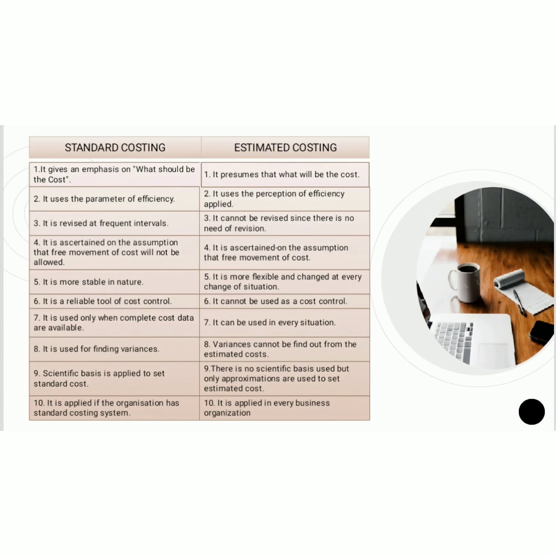Fifth, standard costing is more stable in nature; estimated costing is more flexible and changes with every change of situation. Sixth, standard costing is a reliable tool of cost control; estimated costing cannot be used for cost control. Seventh, standard costing is used only when complete cost data are available; estimated costing can be used in every situation. Eighth, standard costing is used for finding variance; variance cannot be found out from the estimated cost.